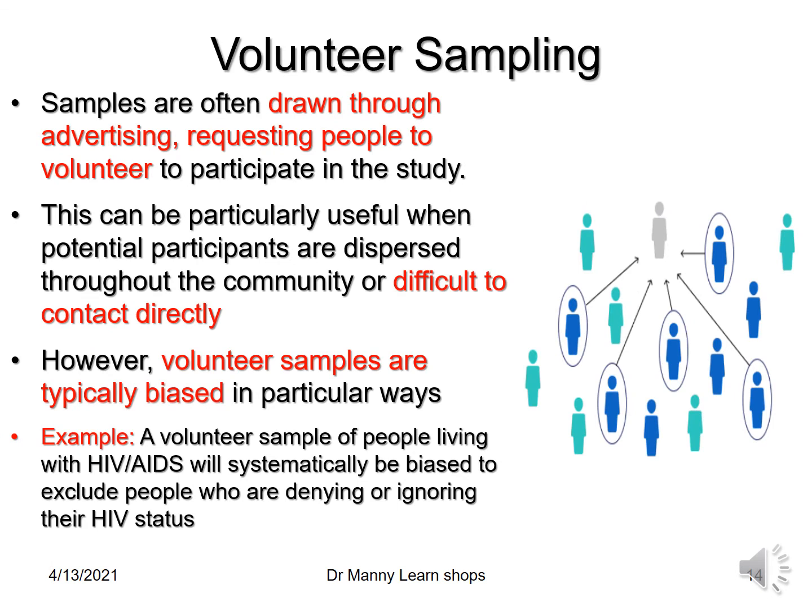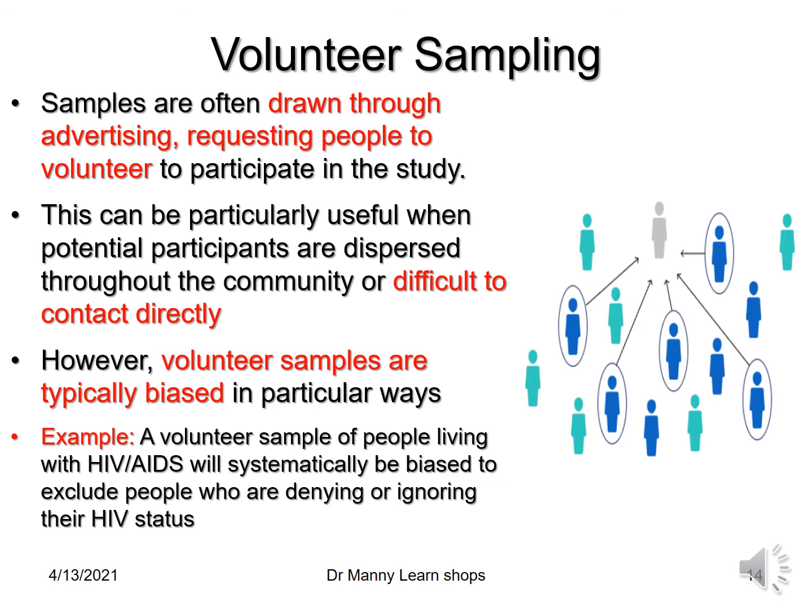Another example of sampling could be volunteer sampling. And these are samples that are often drawn through advertising, requesting people to volunteer to participate in a study. This can be very, very useful when potential participants are scattered throughout the community or difficult to contact directly. However, volunteer samples are typically biased in particular ways.